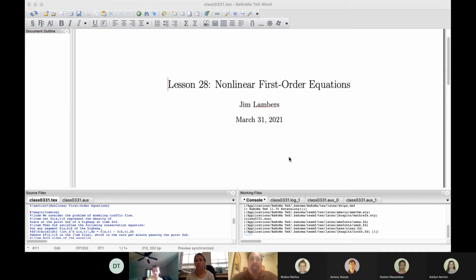Last time I showed you the method of characteristics for solving a linear first order PDE in T and X. So now we're going to look at the quasi-linear case, where the coefficients A, B, and C are allowed to depend on the solution U.